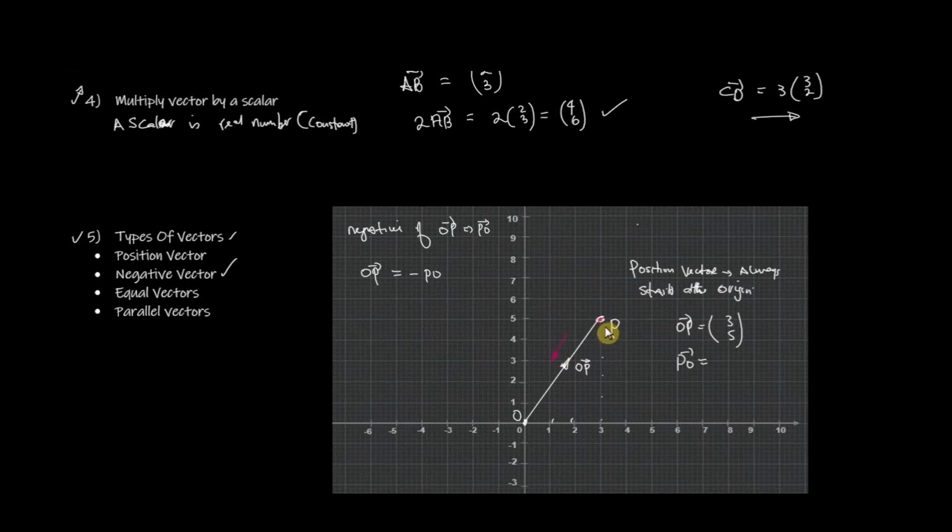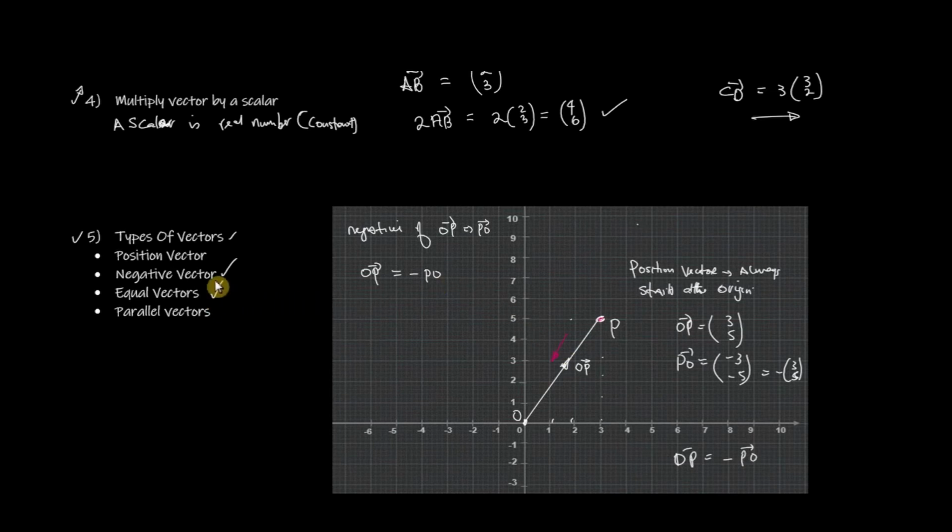So to define the negative vector, or to define the vector PO, the x component would be 1, 2, 3 to the left. That's negative 3. And it should be 1, 2, 3, 4, 5 down. That's negative 5. Which can be written as negative 3, negative 5. Which is the proof that PO is equal to negative OP. Expect us to use that principle very regularly as we go forward.